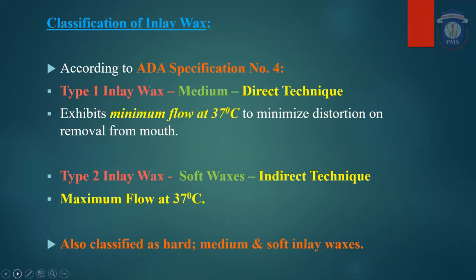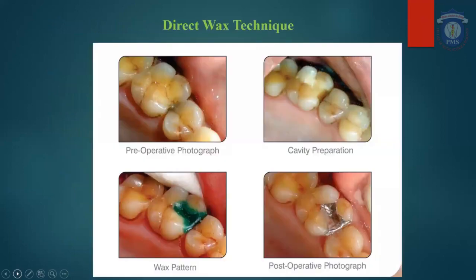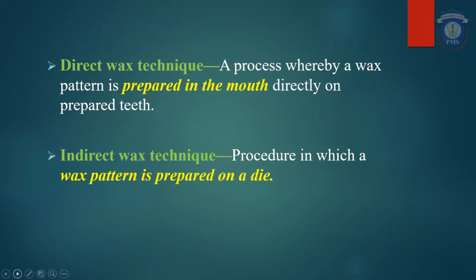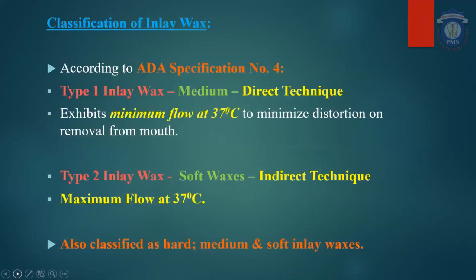Then type 2 inlay wax is mainly soft wax, used in indirect technique. There we find that it has a maximum flow, because indirect technique means the wax pattern is prepared on a refractory die. The wax pattern is prepared on a die, so that is done outside the mouth and it will be subjected to a lower temperature. So they are soft waxes, used in indirect technique, that have a maximum flow at 37 degrees Celsius. They are also classified as hard, medium, and soft inlay waxes.